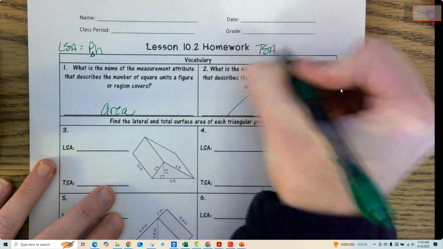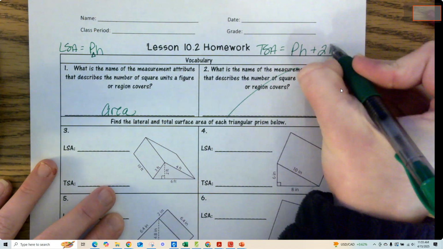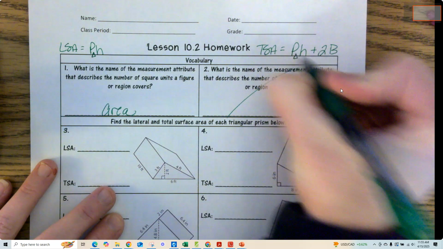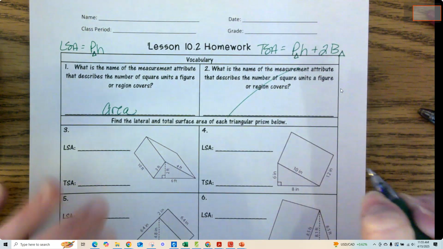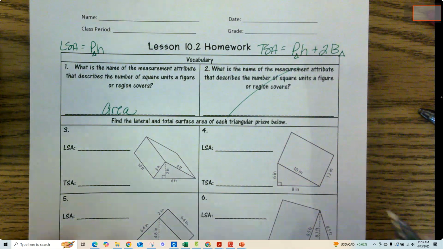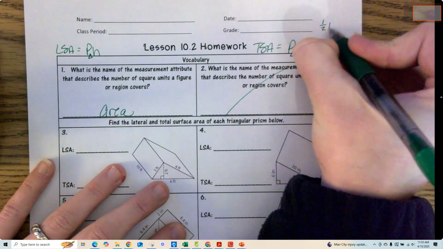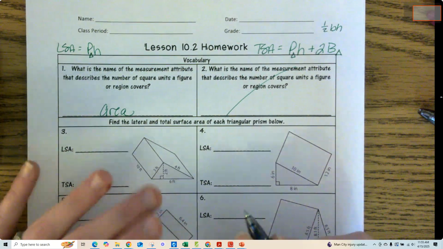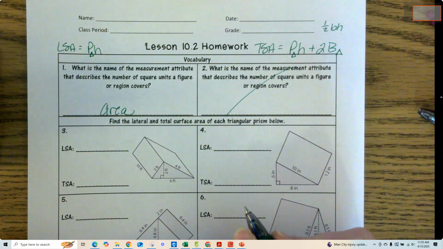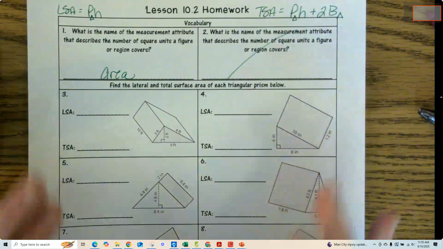Total surface area, perimeter times height, plus 2 times big B. Same thing, perimeter of the triangle, big B is going to be the area of the triangle. So area of a triangle is 1/2 little b h. That's the difference today as those formulas start switching up on us. We're going to do the same thing though that we did yesterday.